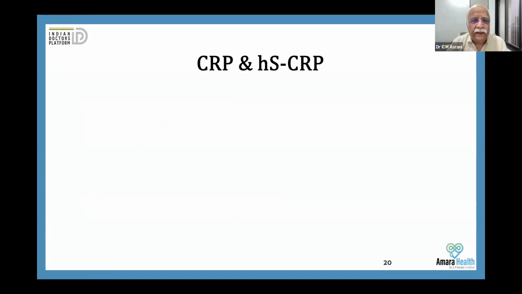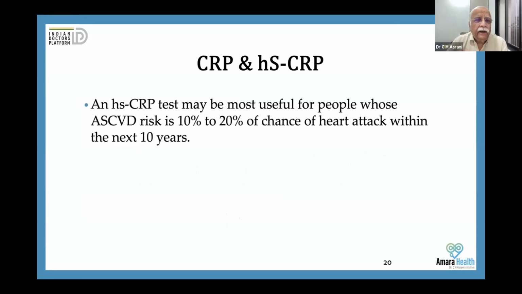So in whom is it important? An HSCRP test may be most useful for people whose ASCVD risk is 10 to 20% chance of heart attack within the next 10 years. As we had discussed 3-4 weeks ago, Framingham score calculates the ASCVD risk. If this patient has a risk of 10 to 20% of a heart attack in the next 10 years, then you should do HSCRP. This is known as the intermediate risk.